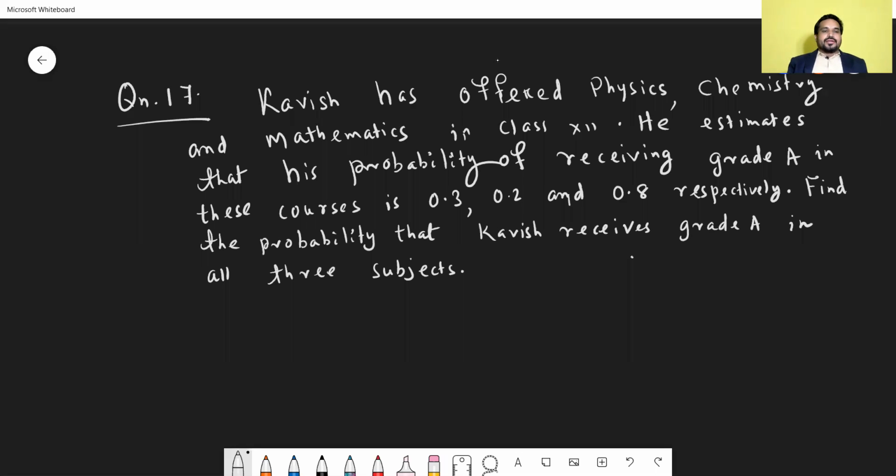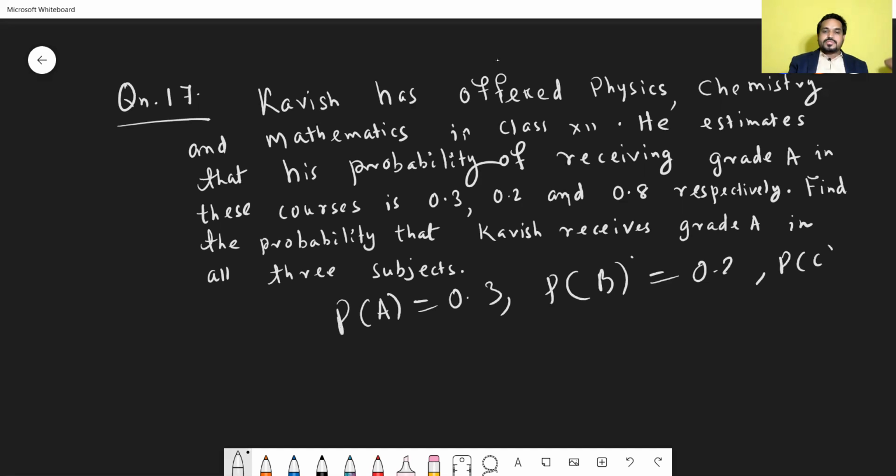So student, question number 17. Kavish has offered physics, chemistry, and mathematics in class 12. He estimates that his probability of receiving grade A in these courses is 0.3, 0.2, 0.8 respectively. Find the probability that Kavish receives grade A in all three subjects. So how to do this? Probability of A is 0.3, probability of B is 0.2, probability of C is 0.8.